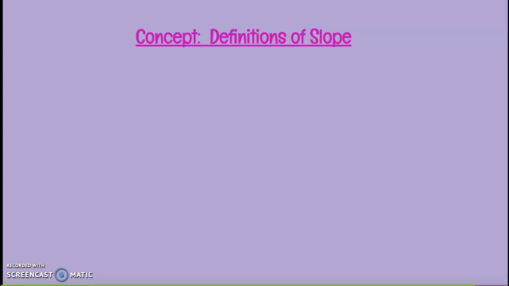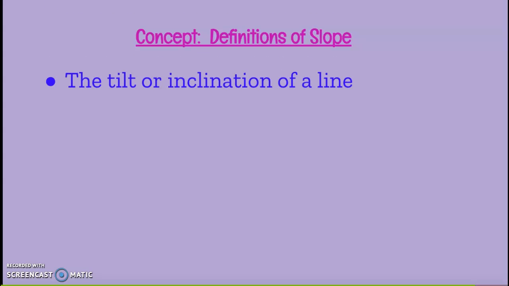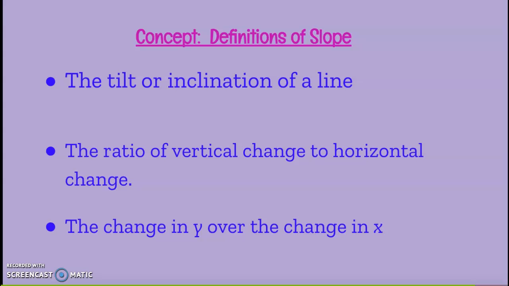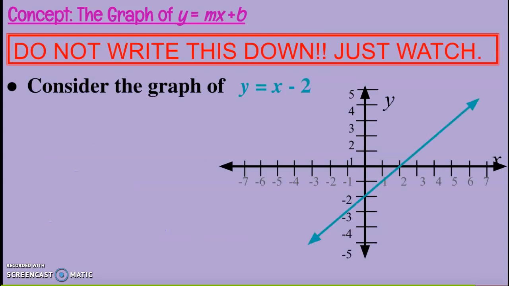Concept. Definition of slope. The tilt or inclination of a line. The ratio of vertical change to horizontal change. The change in y over the change in x. Okay, I do not need you to write this down, just watch and follow along. Okay, there's too much to write down.